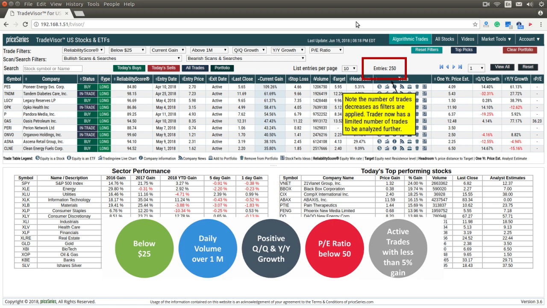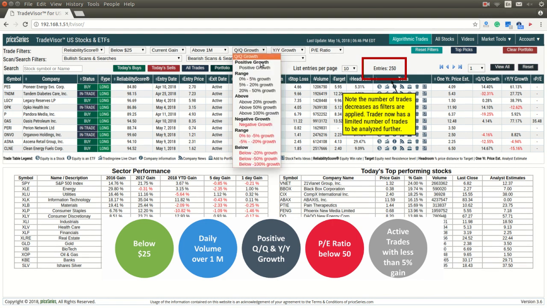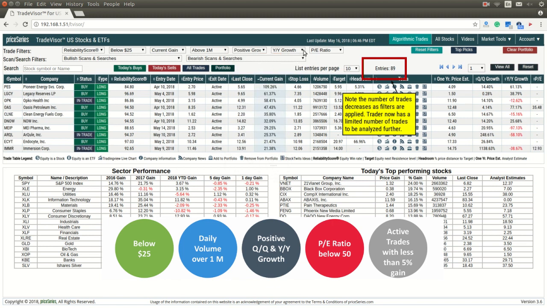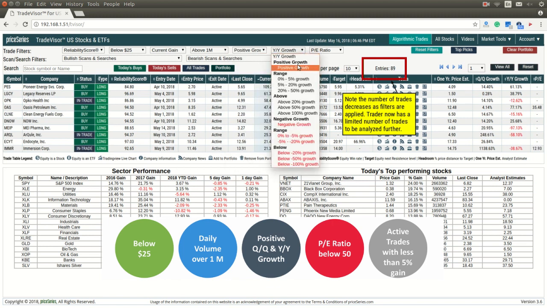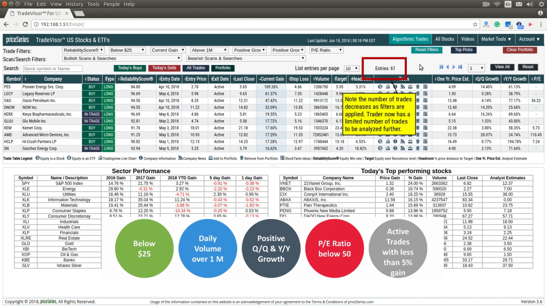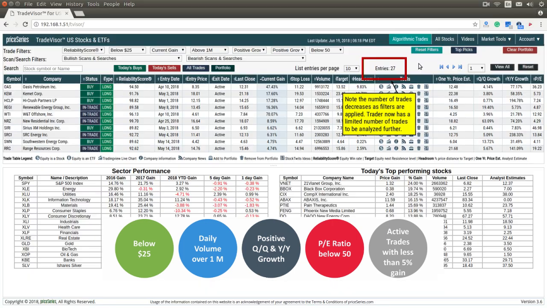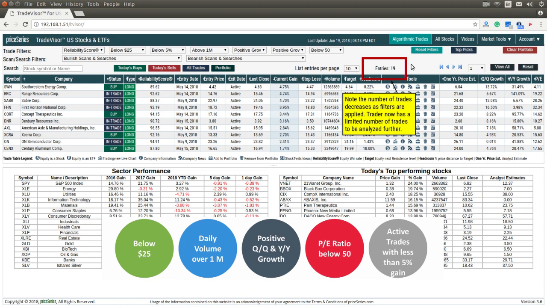Next, we'll apply the positive growth filter on Q over Q and Y over Y growth dropdown. This indicates that we've chosen positive quarter-over-quarter and year-over-year growth. Now we'll apply the PE ratio filter and choose the Below 50 option from the PE ratio dropdown. The last filter we'll apply is the Current Gain filter by clicking on the Current Gain dropdown and selecting Below 5% Gain. This also acts as a trade confirmation.